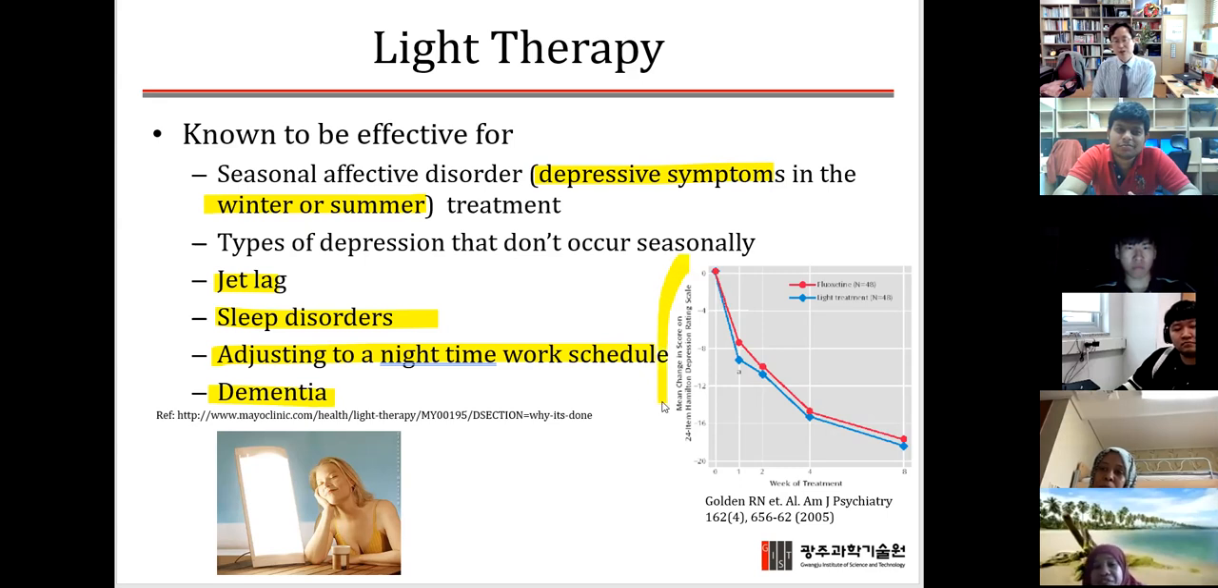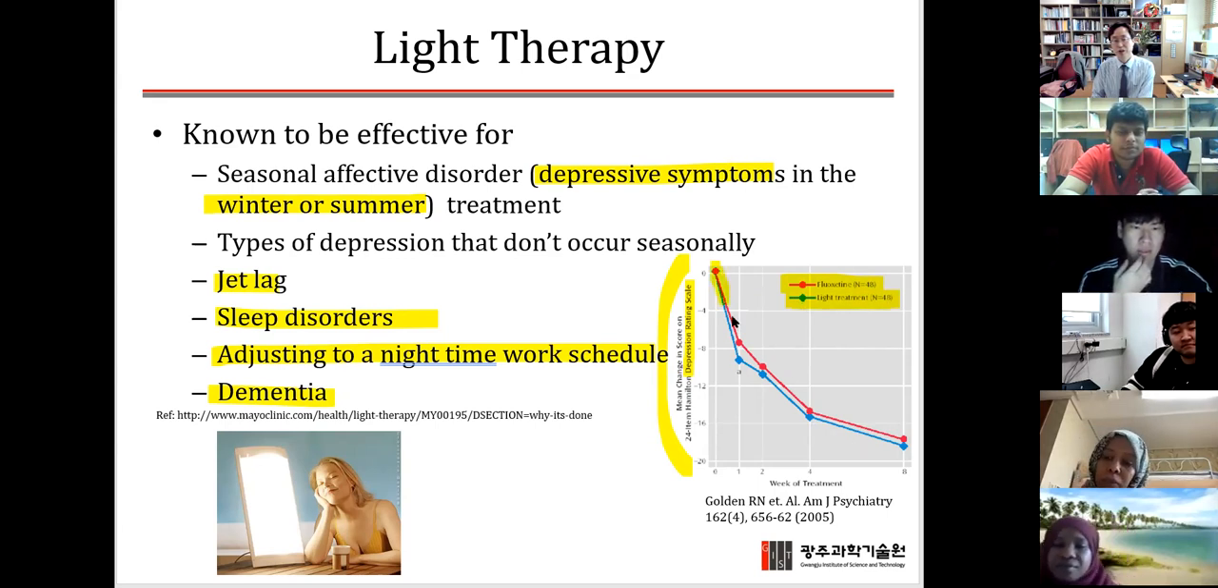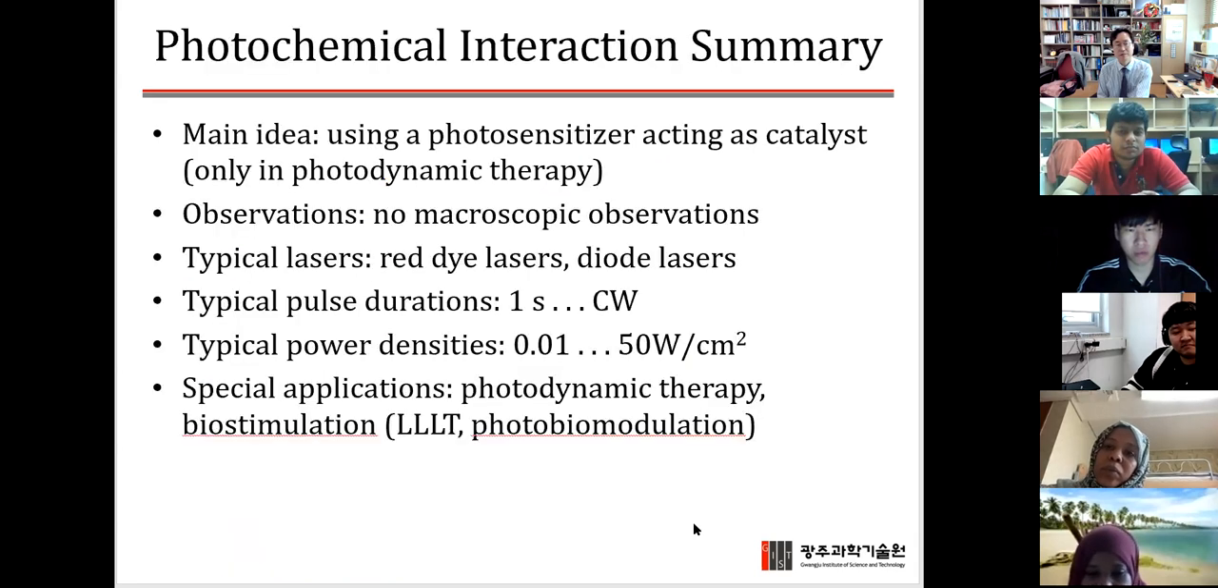And this figure shows the depression score, with either pharmaceutical treatment or light treatment. Both groups have 48 patients, and either taking the medicine or taking the light treatment shows a reduction of the depression as time goes. So this is proving that light therapy is working for reducing the depression symptoms.